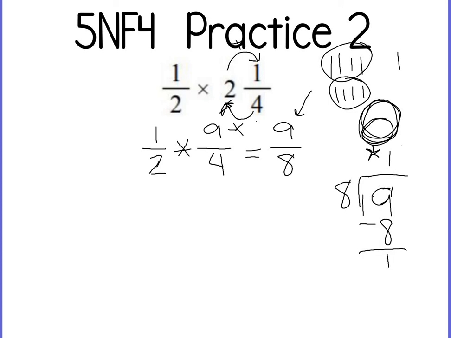So just a reminder, this whole number right here is how many whole groups I make. This remainder of 1 is what goes on top, so it's whole, remainder, denominator. My remainder is 1 and my denominator was 8.